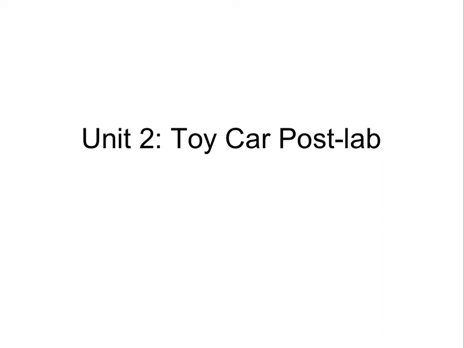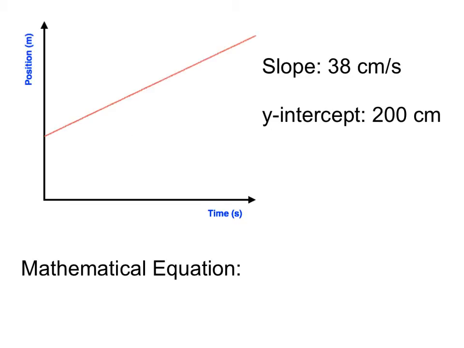Okay, so today we're talking about the post-lab to the toy car. So here's a set of data that I made up, very similar to data that your group may have taken during the lab. In this particular data set, we have the slope is 38 centimeters over seconds, and the y-intercept is 20 centimeters.